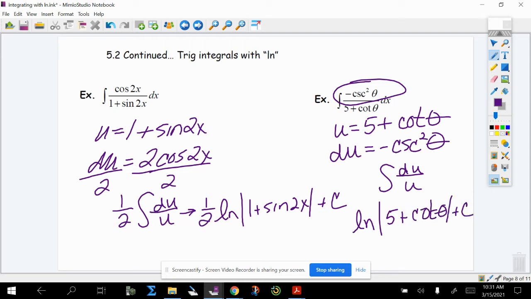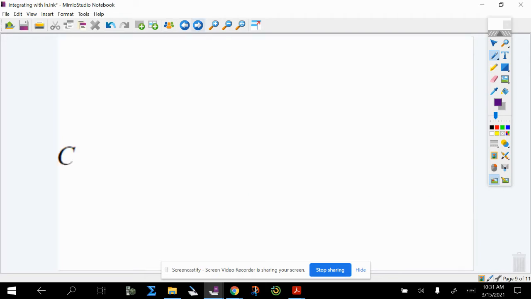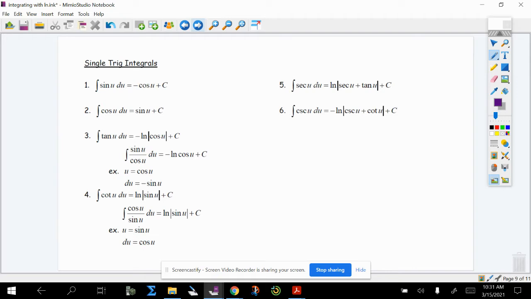So these are applying the du over u from the beginning of the lesson, and it's also using some of your trig derivatives from chapter 2, when we did our trig derivatives. So here's what's new today. We have what's called single trig integrals. We currently know 6 things that we can integrate with trig. The only ones that I would classify as single trig integrals are sine and cosine.